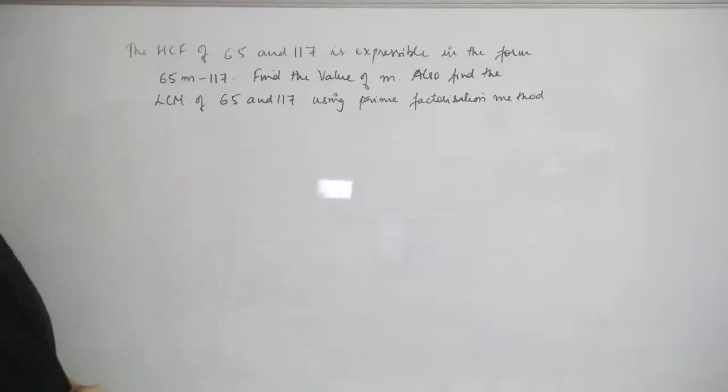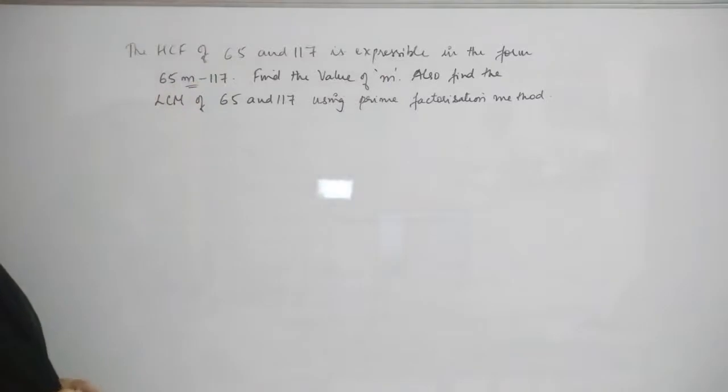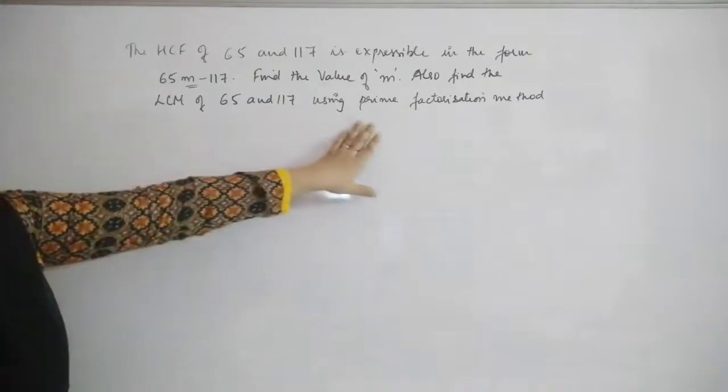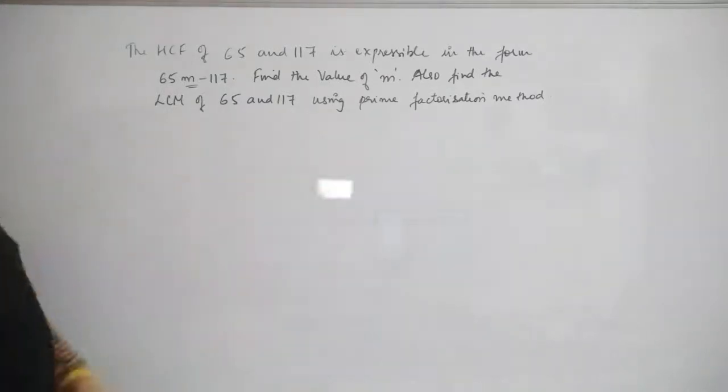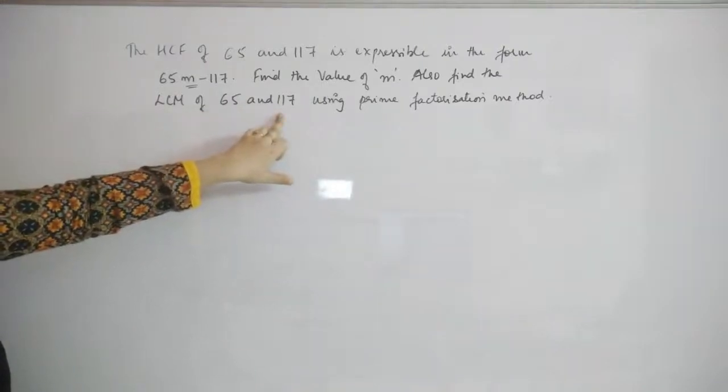The HCF of 65 and 117 is expressible in the form of 65m minus 117. Find the value of m, and you have to find the LCM of 65 and 117 using the prime factorization method. So only the prime factorization method is to be used for finding the LCM of these two.